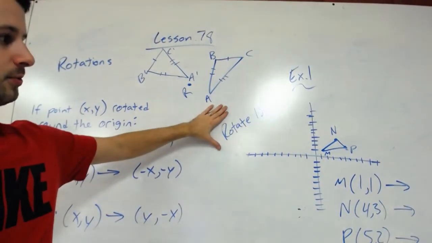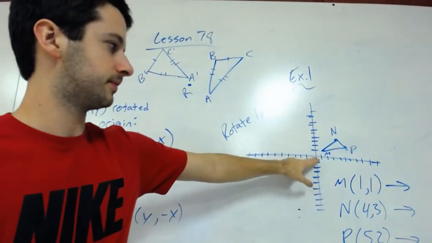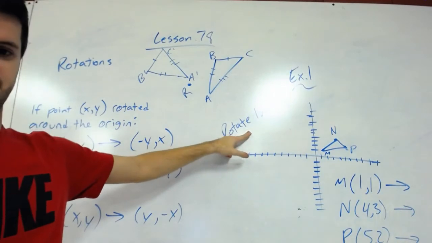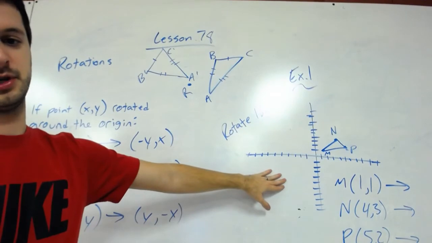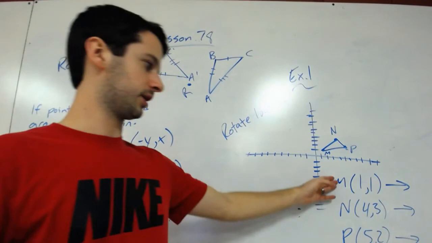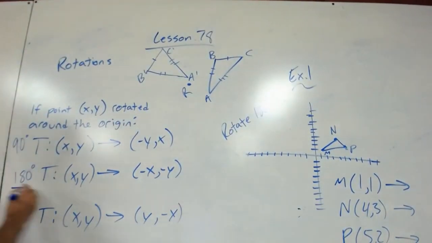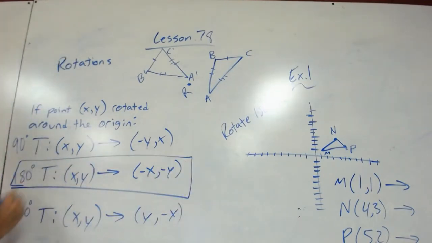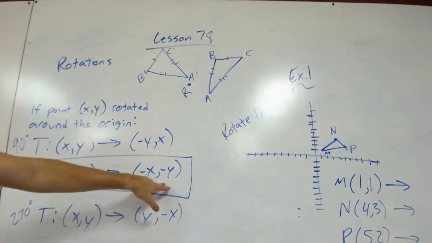In example 1, it says rotate this triangle MNP around the origin 180 degrees. So we're going to rotate it all the way, and we already know that it's going to be somewhere in quadrant 3, since we're rotating it 180 degrees. We have our three coordinates, M, N, P: (1, 1), (4, 3), and (5, 2). Since it's 180 degrees, this is the transformation that we need to use. All we have to do is switch the signs on the x and y coordinates.